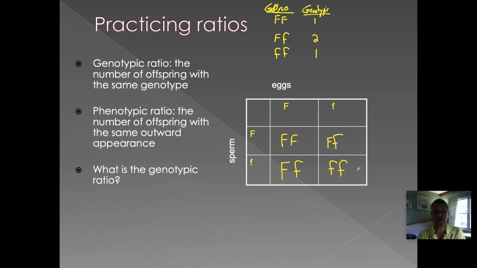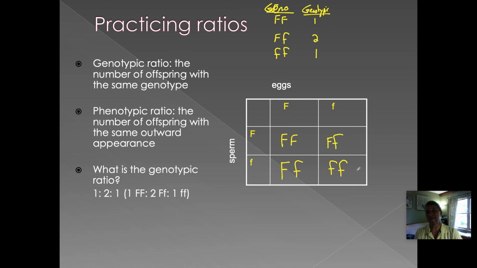So if we were able to determine what the genotype of each offspring is, we could predict that 25% of them will be homozygous dominant, 25% of them will be homozygous recessive, and 50% will be heterozygous. And so the genotypic ratio in this case will be 1 to 2 to 1. Okay. 1 to 2 to 1.